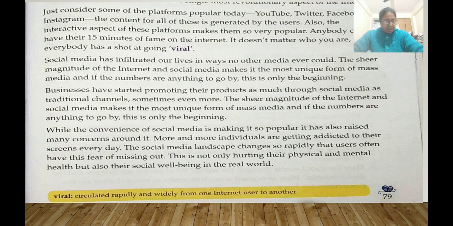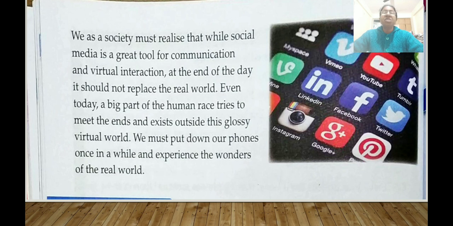So what are the disadvantages of social media? Individuals getting addicted to their screens. The social media landscape changes rapidly, and users fear being left out. Now we move on to the next page. What should we as responsible individuals realize? That we should not replace the real world with social media.